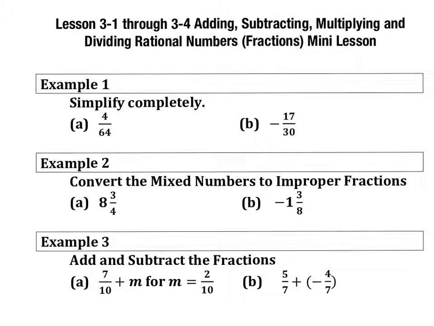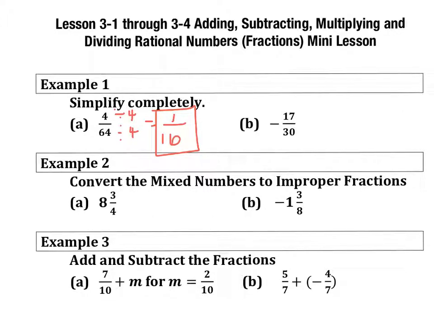So if we divide our numerator by 4 and our denominator by 4, we will get 1/16, and that is fully simplified. In the second one, we have a negative fraction. That doesn't change anything. We simplify still in the same fashion.